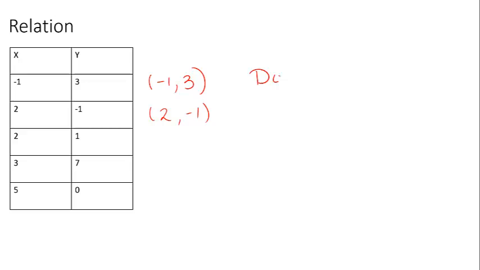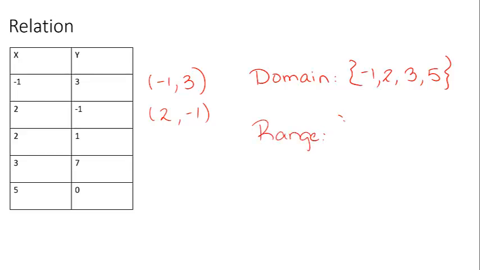Now we can write the domain and range as a set, or a collection of the numbers. So I'll write the domain as the numbers -1, 2. I'm only going to write the 2 once, even though it appears in our graph twice. We only need to write it once. Then 3, and then 5. And we have the set of all the numbers that are in the domain, or the input, of our relation. Likewise, we can write the range values as the set of numbers right here, the y values or the output values: 3, -1, 1, 7, and 0.